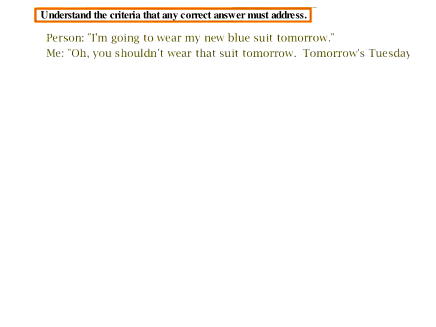All right, let's say that I have a conversation with someone like this. This is kind of a weird conversation, but bear with me here. The person says, okay, I'm going to wear my new blue suit tomorrow to work. And I say, oh, you shouldn't wear that suit tomorrow, because tomorrow's Tuesday. And the person is like, huh? What?